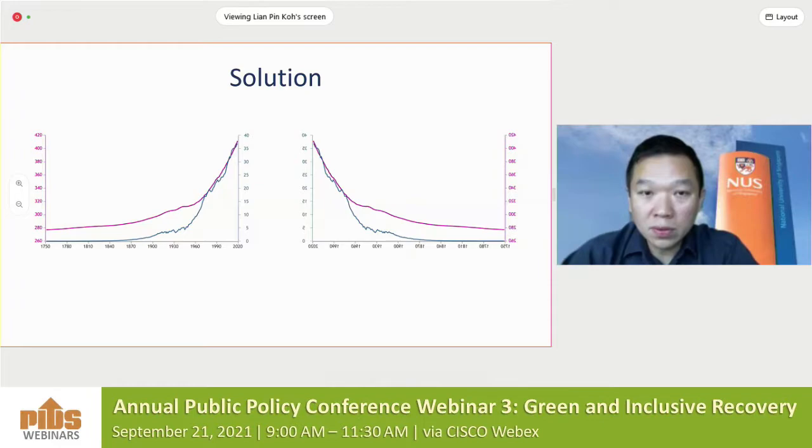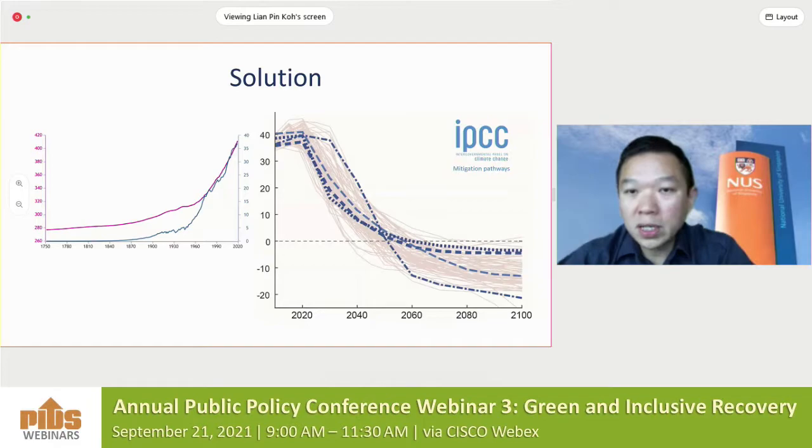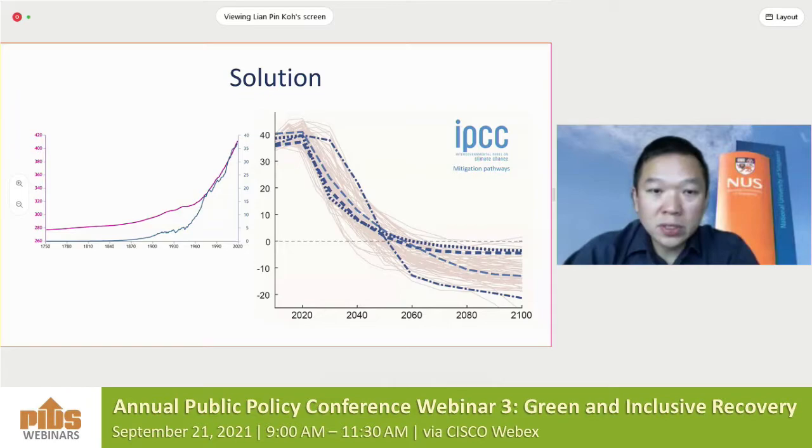And according to the IPCC, the Intergovernmental Panel on Climate Change, we need to do that within the next 30 years if we are to achieve the Paris climate goal of limiting global warming to below 2 degrees Celsius above pre-industrial levels and preferably below 1.5 degrees Celsius. In fact, we need to go below zero to also remove and reduce carbon dioxide concentration in our atmosphere. The blue lines you see on this IPCC figure on the right indicate different pathways for achieving the Paris climate target.